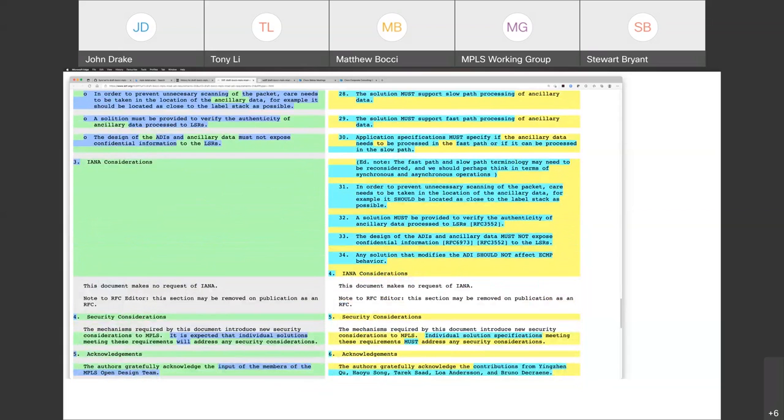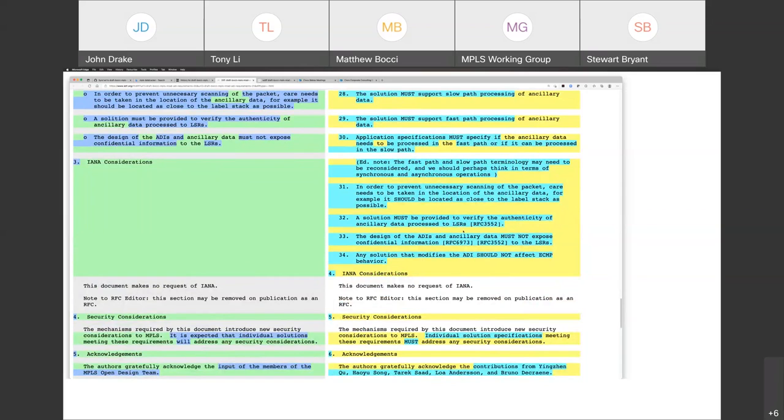Okay. 31 is all about don't stick the stuff so far away that no one can process it, or at least don't stick it so far away that the things that must process it can't process it. Didn't we have something similar earlier on? We did. And of course, segment routing is full of this stuff. So one small nit on 31, as close to the top of the label stack, right? That's what you mean?